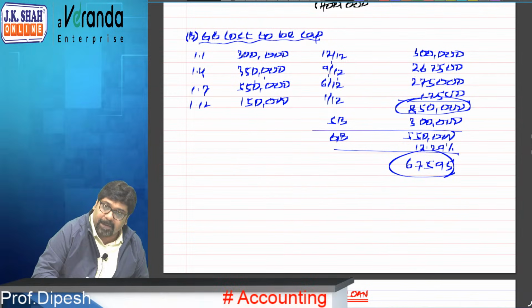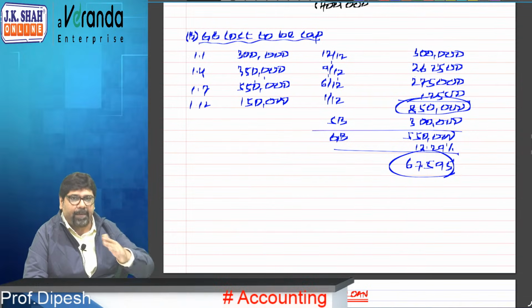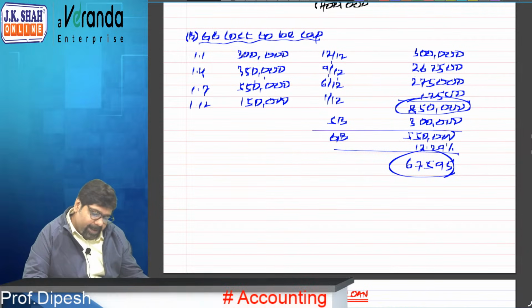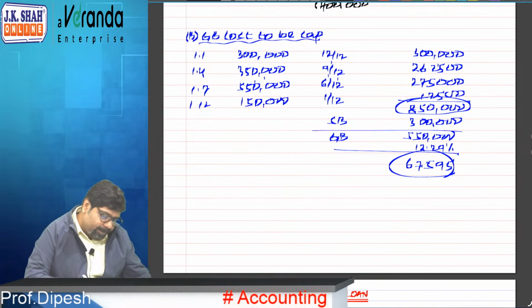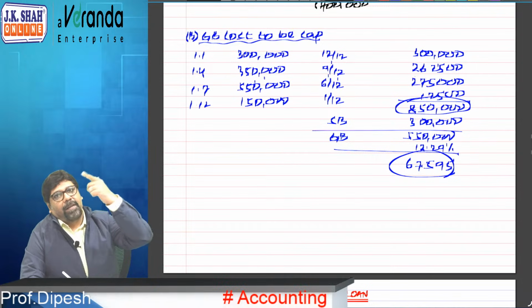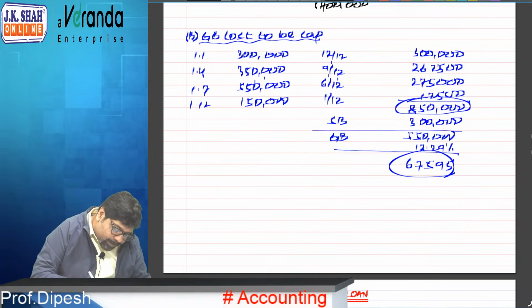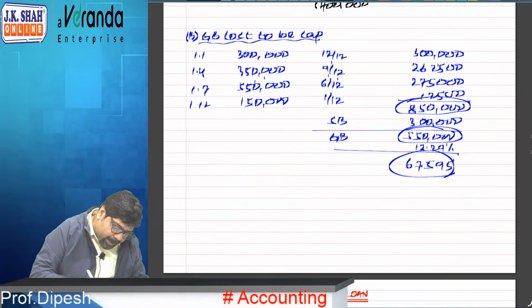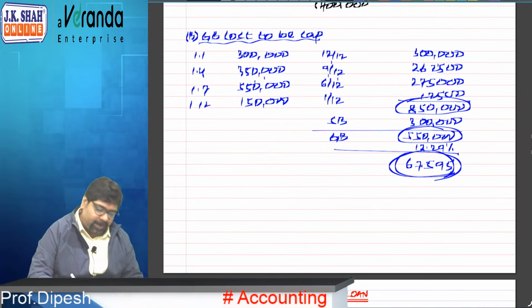5,50,000 for 6 months is 2,75,000 for 12 months. You have spent 5,50,000 for 6 months; half of that I have spent for the whole year. Same thing. 1,50,000 for 1 month or 12,500 for the whole year. So 8,50,000 for the whole year minus 3 lakh which I have spent out of specific borrowings. Out of general borrowings I have spent in the whole year how much? 5,50,000 into 12.29%, 67,595.